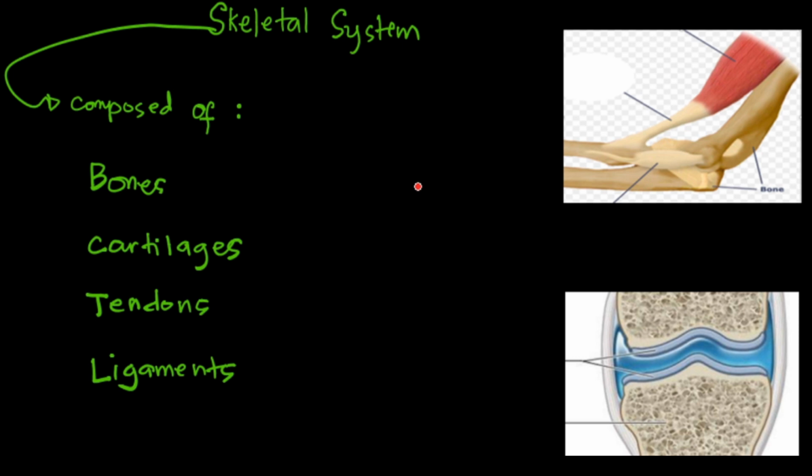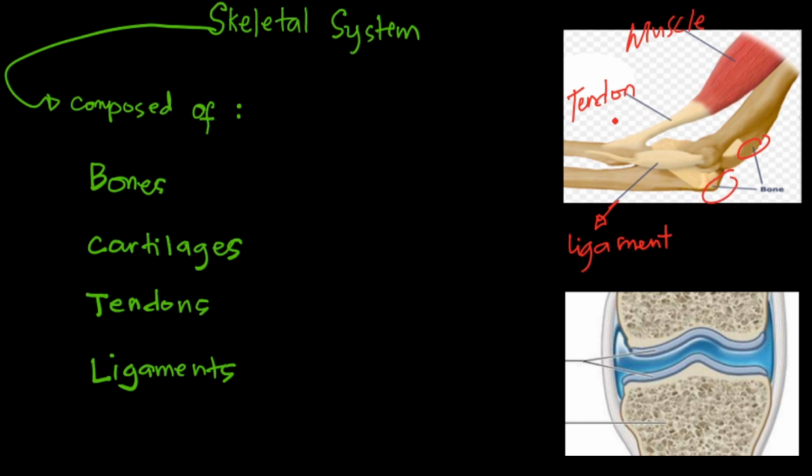Now on the right corner, you can see the following compositions of your skeletal system. Right here, this is your ligament. And this part is what we call your tendons. And your muscle is in the upper part, and this other part is your bones.